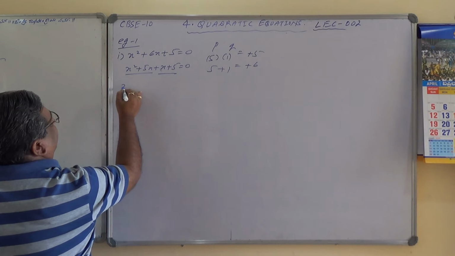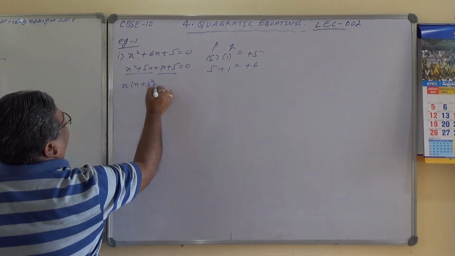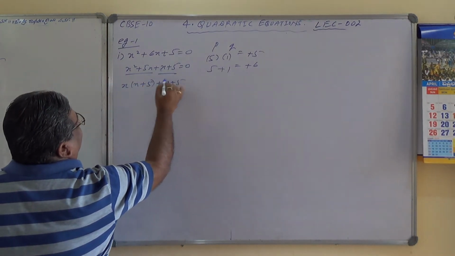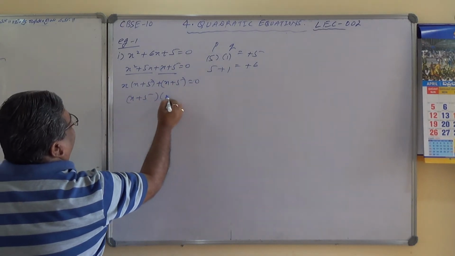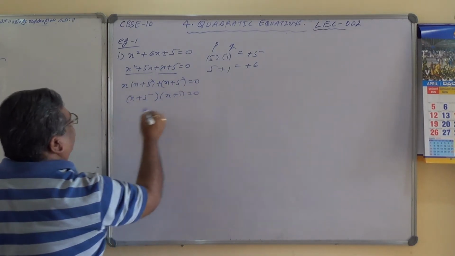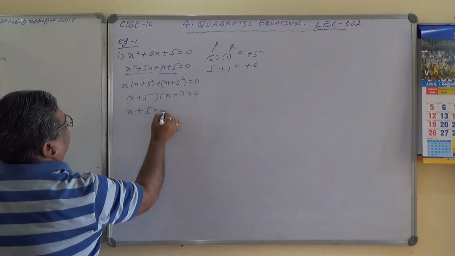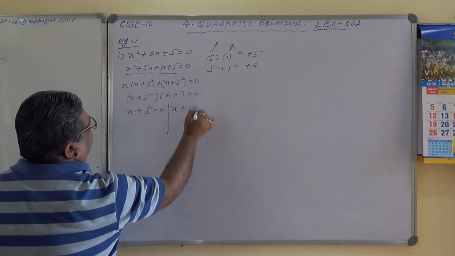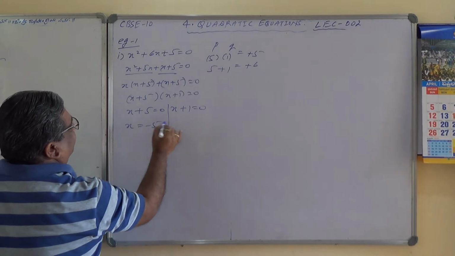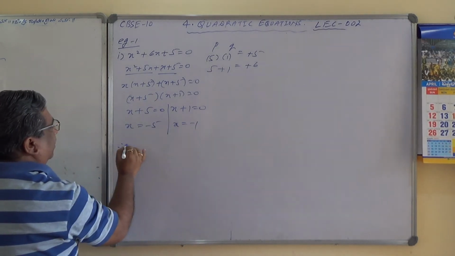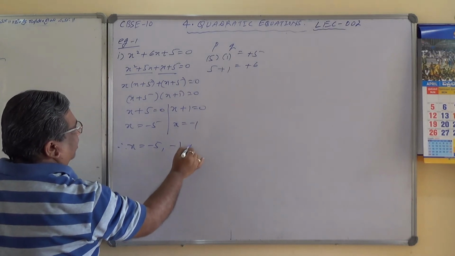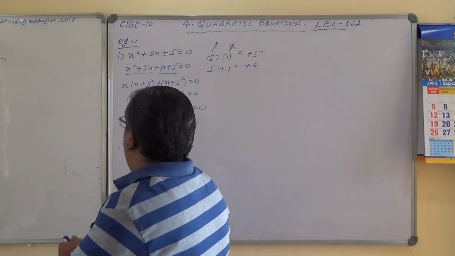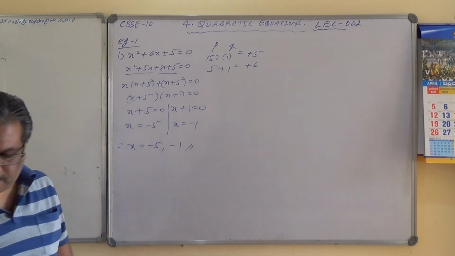Here take a common x. x(x plus 5) plus 1(x plus 5) put into bracket equals 0. Take common x plus 5, x plus 1 equals 0. So x plus 5 equals 0, x plus 1 equals 0, x equals minus 5, minus 1. Therefore x equals minus 5 comma minus 1 should be your answer. Let me check it. Minus 5 or minus 1. This is how you can solve.